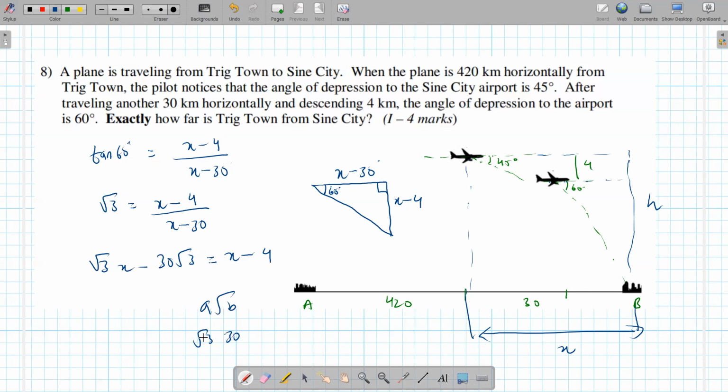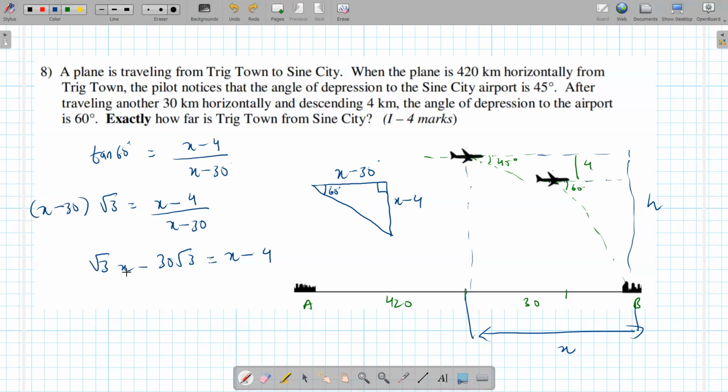But you already put root 3 and then X minus, wouldn't it just be root 3 X minus 30? No, it won't be, because you're multiplying both sides by X minus 30. If you open this bracket, you get root 3 X and then root 3 times 30. So the root 3 applies to both of these terms.